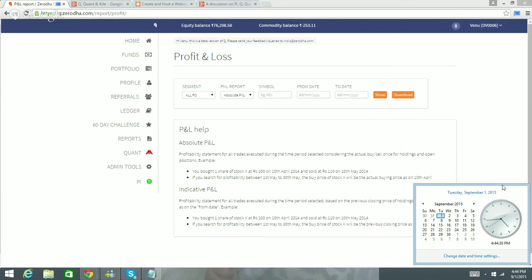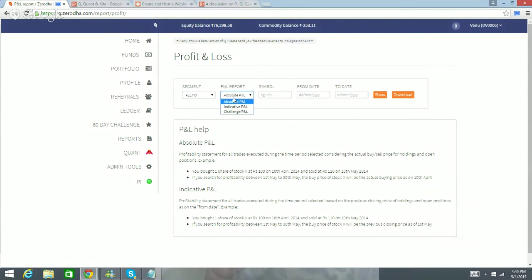So indicative P&L will basically take, if you have chosen April 1st to April 31st, the previous closing price of April 1st, your account balance is considered based on that price, and it'll consider April 31st closing price. In case of absolute P&L, it'll consider your actual buying price and closing, right? So whatever the client wants is right here, right?